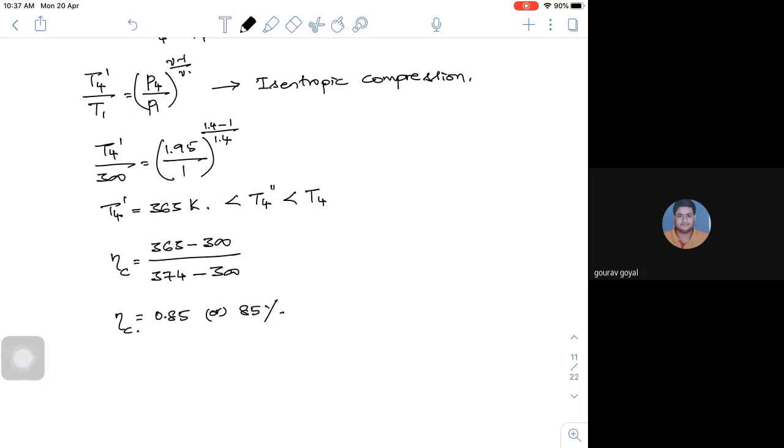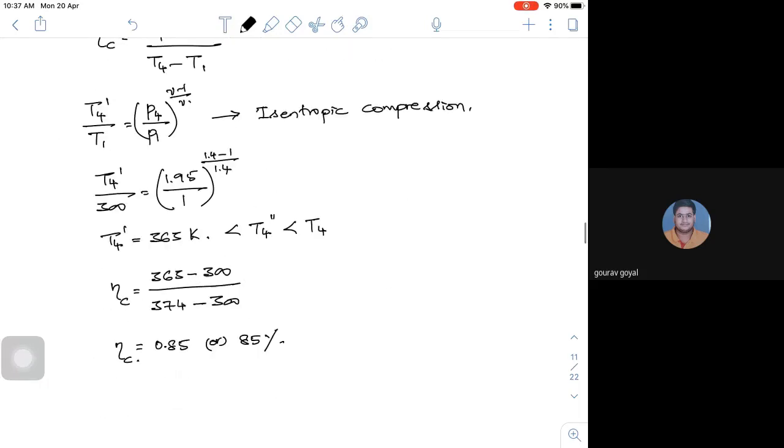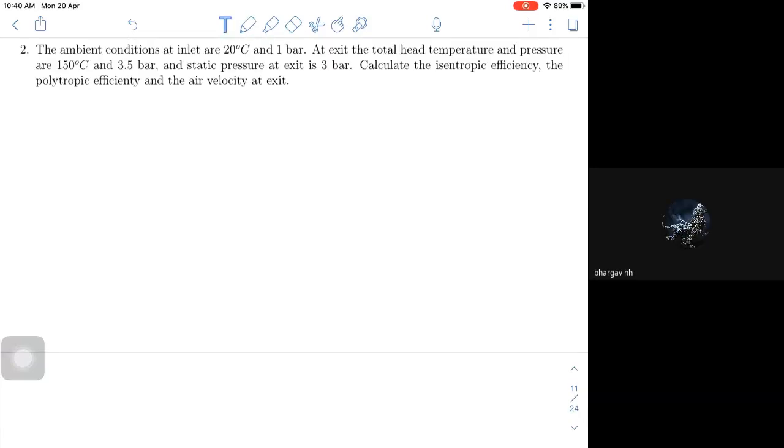So in this numerical, we used more of the thermodynamic principle. We took the ambient conditions at inlet as 20 degrees and 1 bar. At exit, the total head temperature and pressure are 150 degree Celsius and 3.5 bar. Look at this, total head means it is nothing but stagnation. It is not static, it is stagnation or total values. And the static pressure at the exit is 3 bar. Calculate the isentropic efficiency, the polytropic efficiency, and the air velocity at the exit.